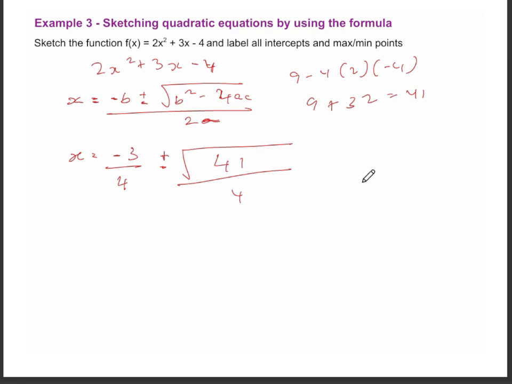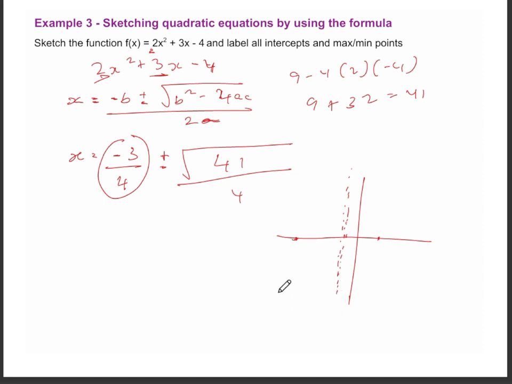So if you're looking at the sketch, is it going to be U-shaped or N-shaped? It's going to be U-shaped because our a is positive. Our two values where it touches the x-axis are -3 over 4 minus root 41 over 4, which is going to be a negative value, and -3 over 4 plus root 41 over 4, which is going to be just slightly positive, right? And the vertex is going to be at -3 over 4, which is -b over 2a. So negative 3 over 4 is the x-coordinate of your vertex, somewhere here. So the vertex lies somewhere on this line.